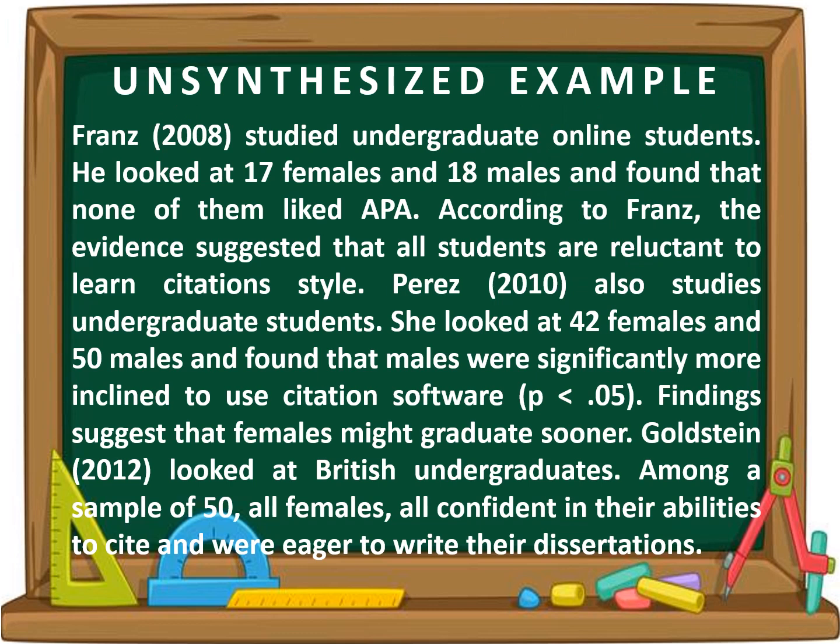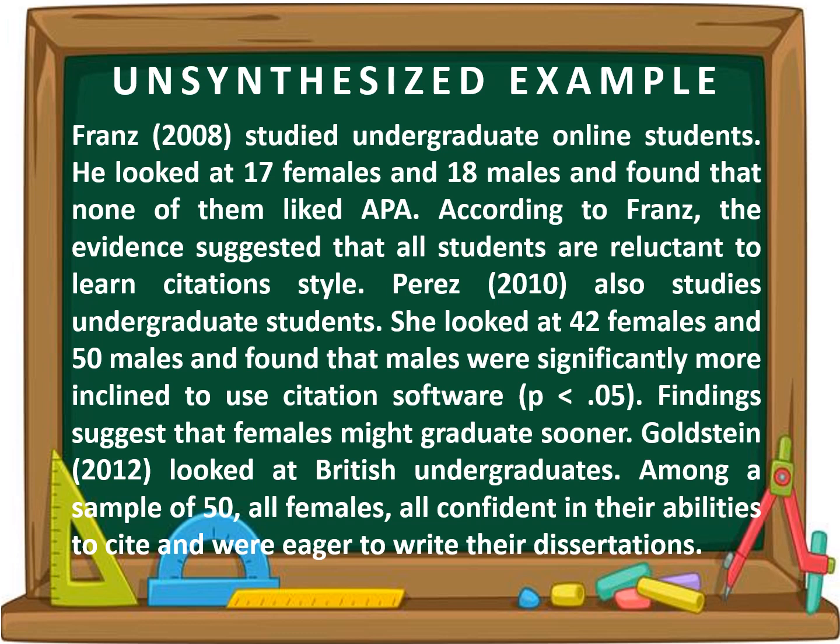Here is an example of unsynthesized information. France in 2008 studied undergraduate online students. He looked at 17 females and 18 males and found that none of them liked APA. According to France, the evidence suggested that all students are reluctant to learn citation style.